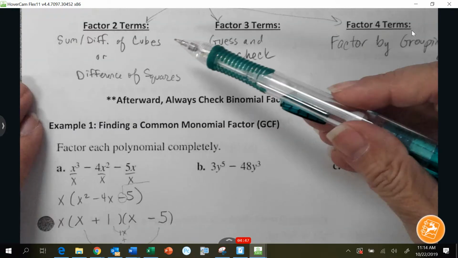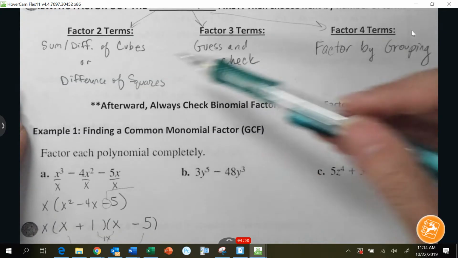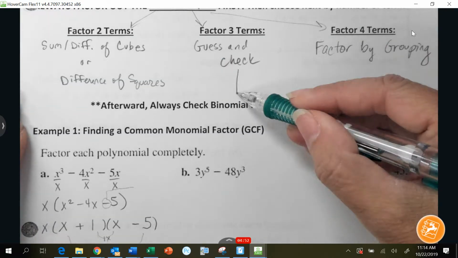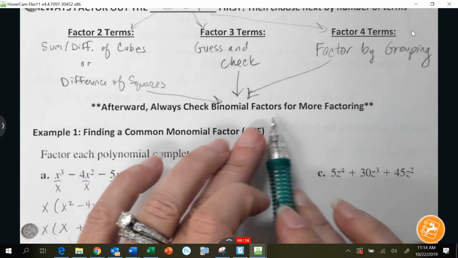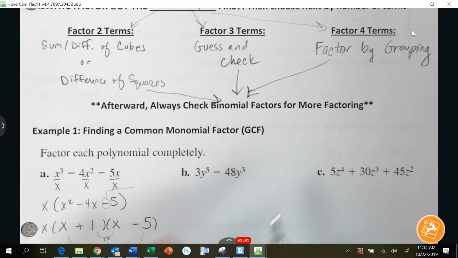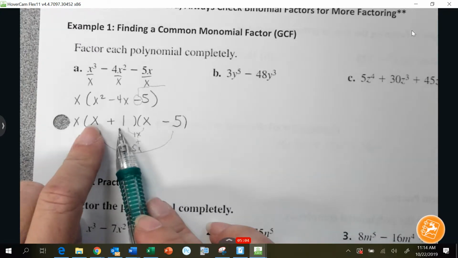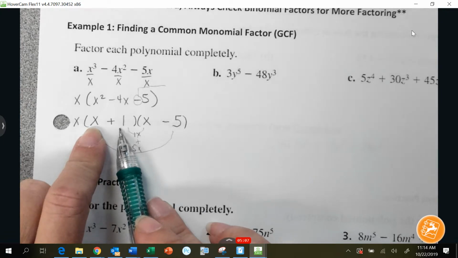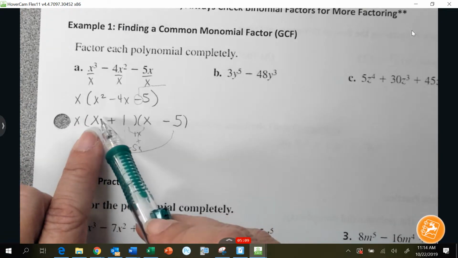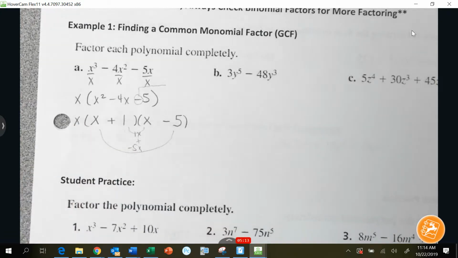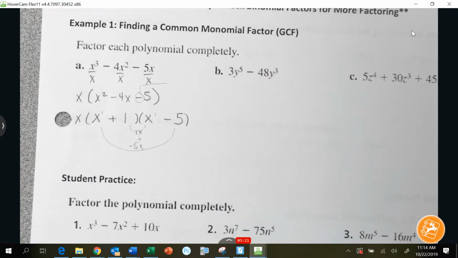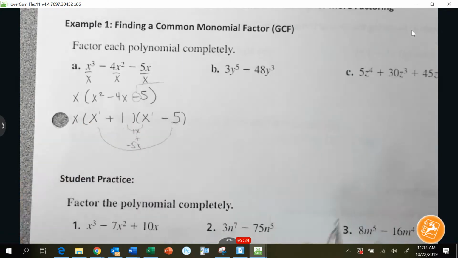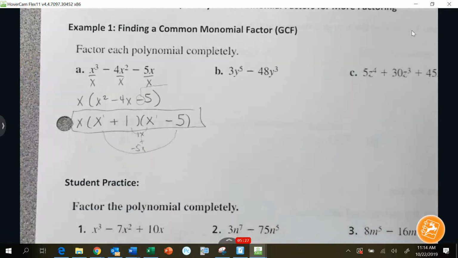After you do one of these methods, you have to go down to this bottom step that is always the same. Always check binomial factors for more factoring. So we go and we look at all the binomial factors. Here's one, x plus 1. We see if it can be factored further. If it can be factored further, the x exponent should go down, but it's already 1, so it will not be able to be factored further. This one is 1. It will not factor further. But we always need to make sure that if they can factor further, we keep going. This can't, so that's my answer.